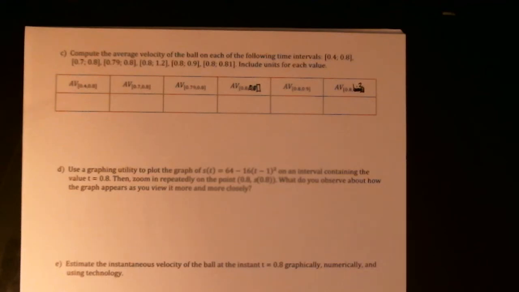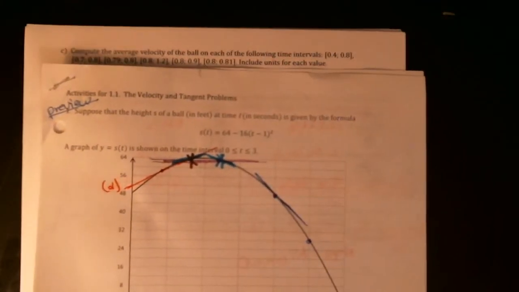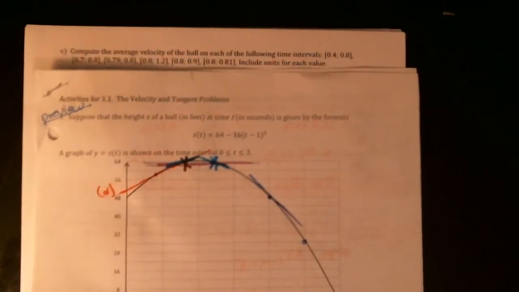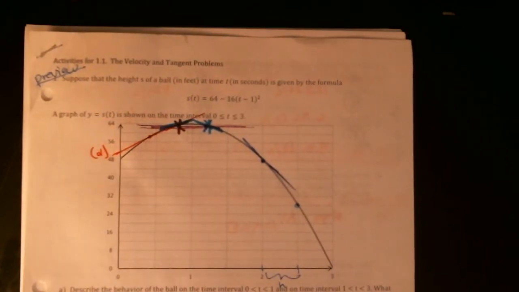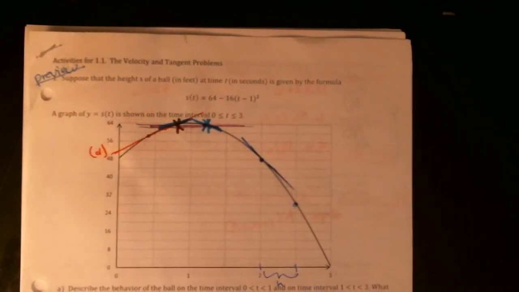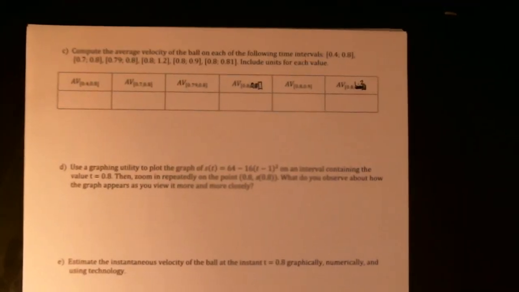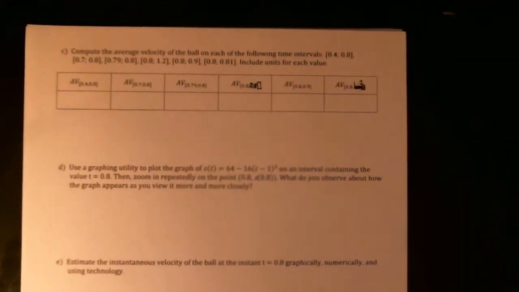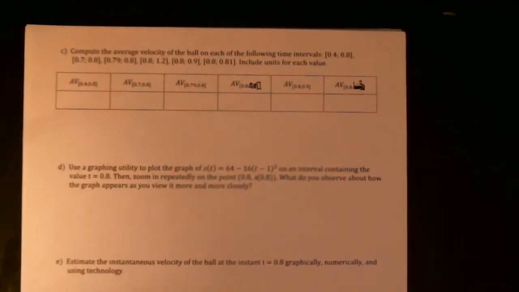Hi everyone. In this video, we're going to continue working on the problem from the beginning of packet 1.1. So we have gone through and calculated an average rate of change for this position function and figured out that it was an average velocity. And now I want to crunch through a few more of these average velocities and start to talk about a little bit of a pattern that we're seeing here.